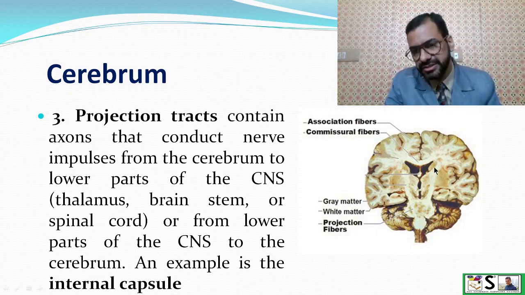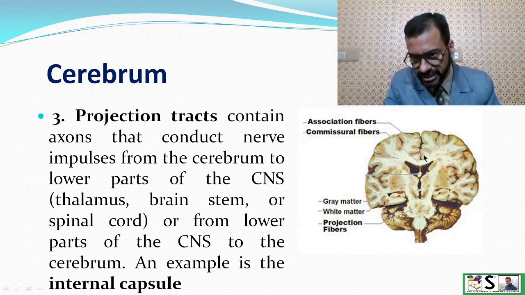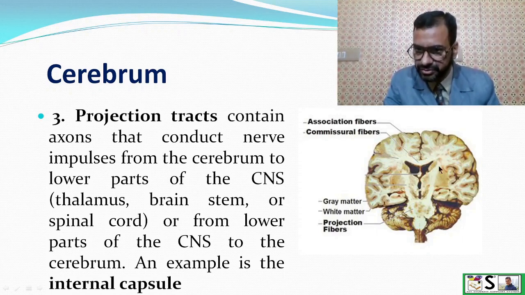Here you can see this is the gray matter and this is the white matter, and these are also known as tracts. So these are association fibers or association tracts. These are commissural tracts, and the best example is corpus callosum. This is the corpus callosum, and these are the internal capsules. This one.